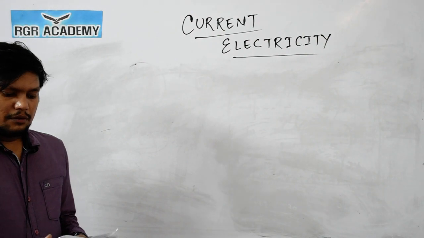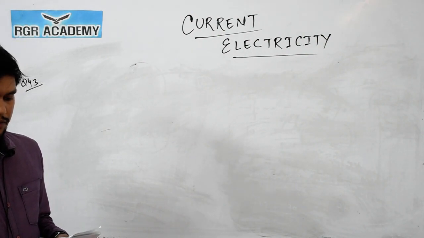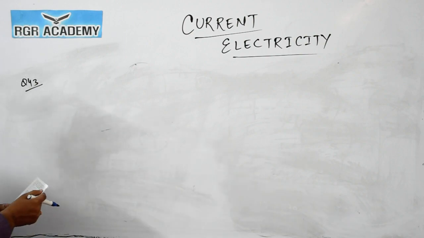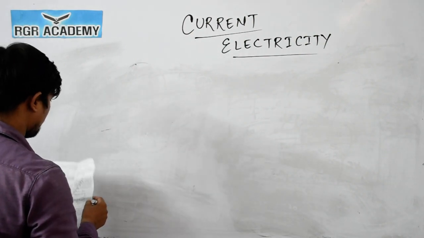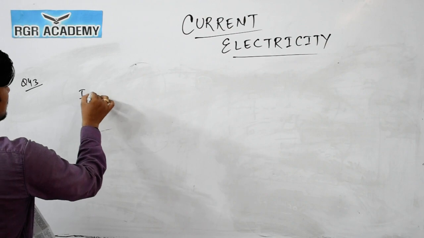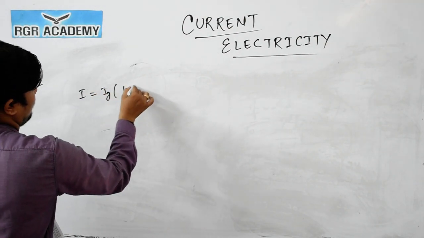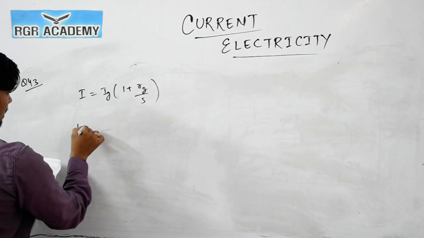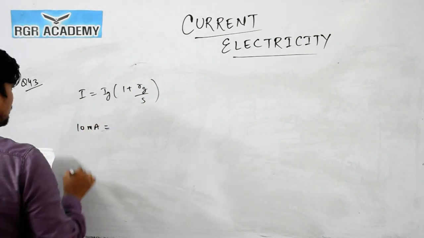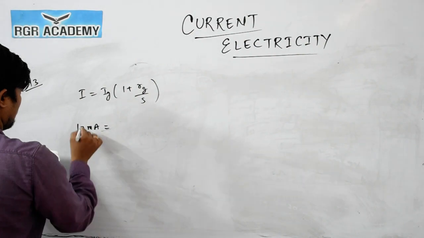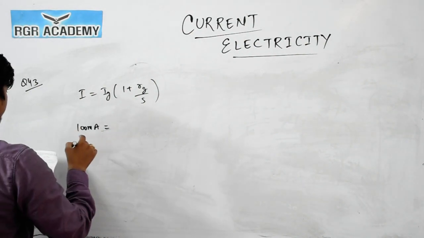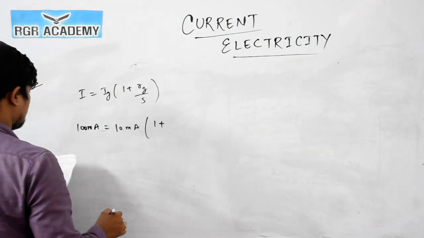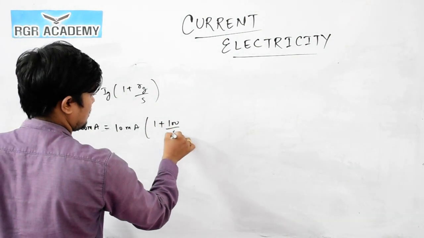A 100 ohm galvanometer gives full scale deflection at 10 milliampere. How much shunt is required to read 100 milliampere? This question is similar to question number 41. We know that I is given by Ig times (1 plus Rg by S). 100 milliampere we have to measure, and maximum current measured by the galvanometer is 10 milliampere, 1 plus the resistance of the galvanometer, 100, by S.